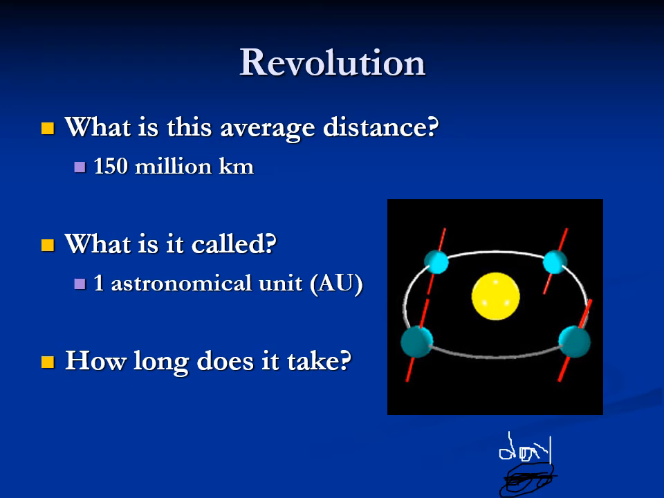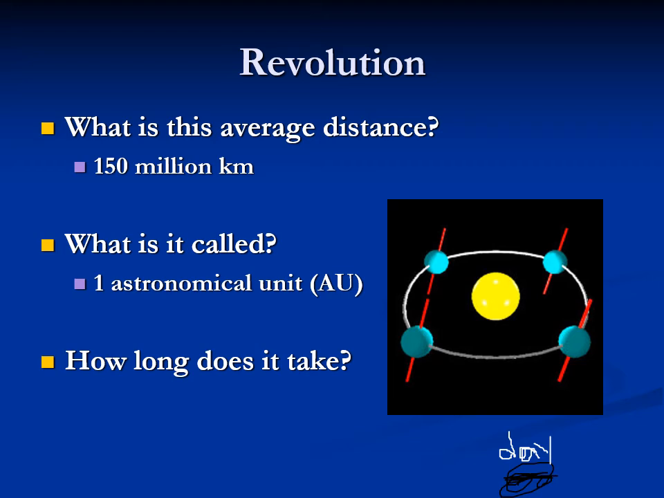So, what is the average distance from the Earth to the Sun? Well, it's 150 million kilometers to get from the Earth to the Sun on any average day. And what is that called? In science, we call that 1 astronomical unit, or 1 AU.